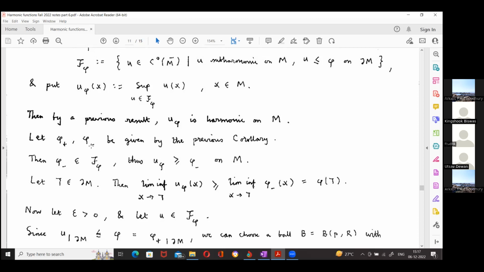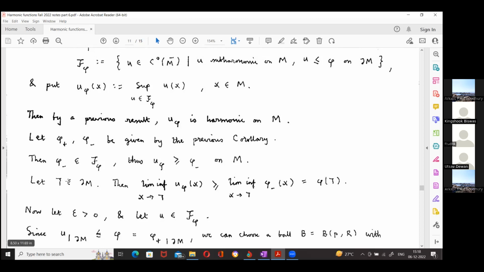So notice phi minus on the boundary is equal to phi, and phi minus is subharmonic. So therefore, phi minus belongs to the Perron family. Therefore, by definition, the Perron solution u phi is greater than or equal to phi minus on M.